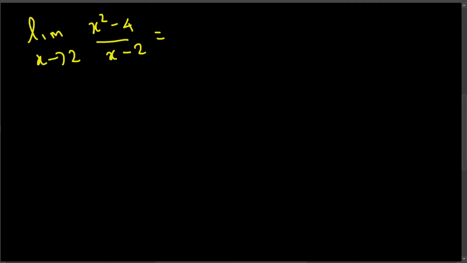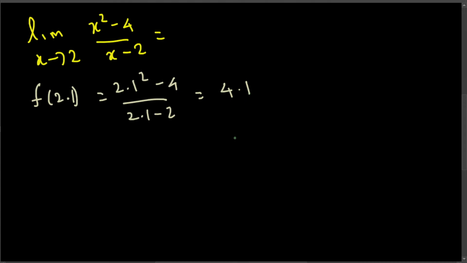So let's put f of 2.1. Instead of x, we just substitute 2.1 in this equation. If we do that, this is going to be 2.1 square minus 4 divided by 2.1 minus 2. And if you plug this into the calculator, you will get 4.1. And let's look at another value. The closer you go to 2, the more accurate the answer is going to be.